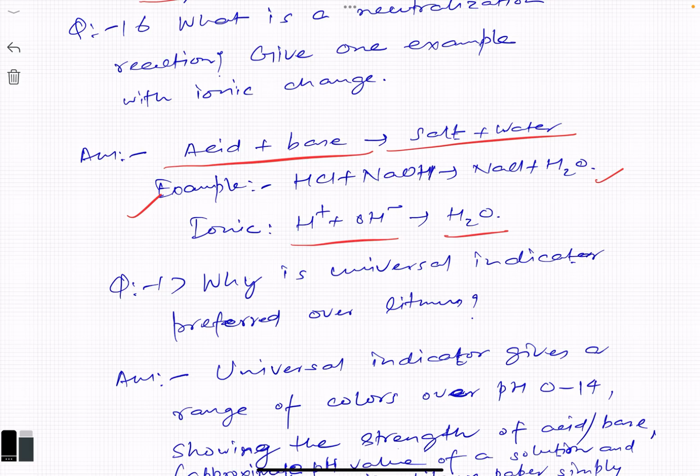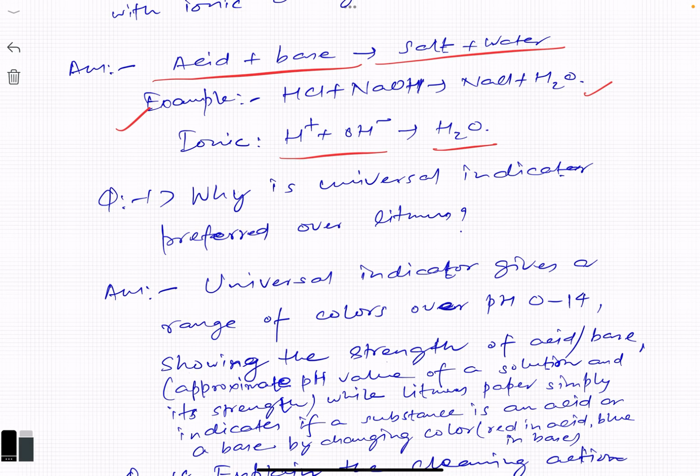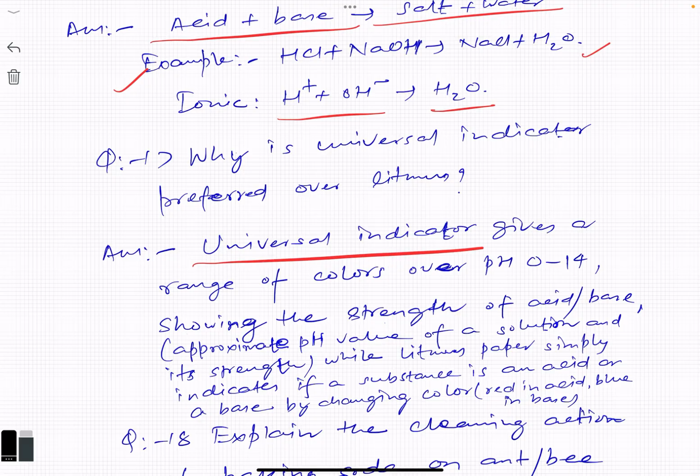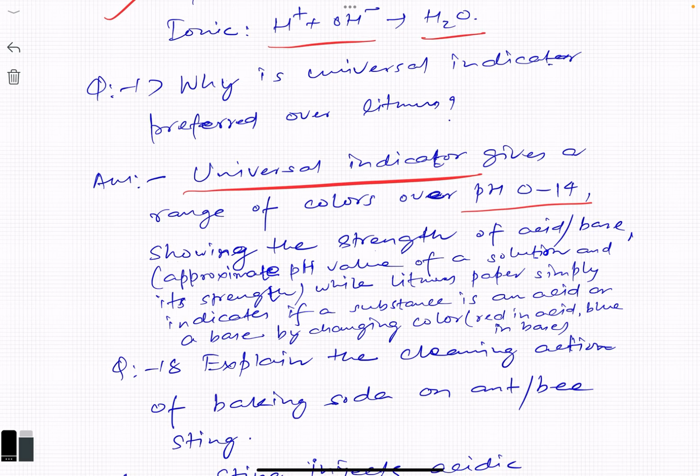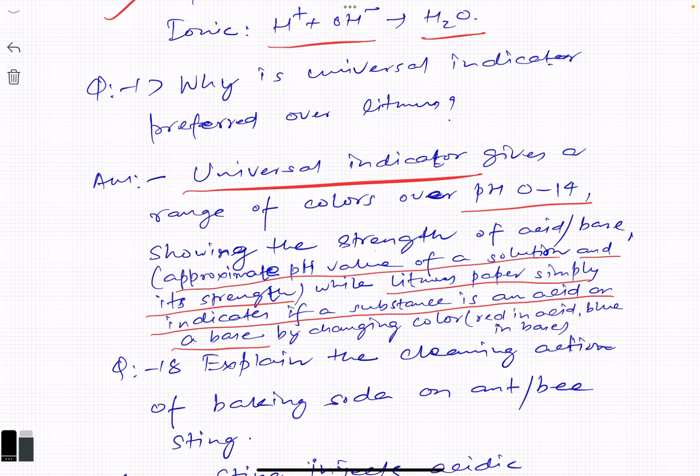Question number 17: why is universal indicator preferred over litmus? The answer is universal indicator gives a range of colors over pH 0 to 14, showing the strength of acid and base. It shows the approximate pH value of a solution and its strength, while litmus paper simply indicates whether a substance is an acid or a base by changing color. It becomes red in acid and blue in base.